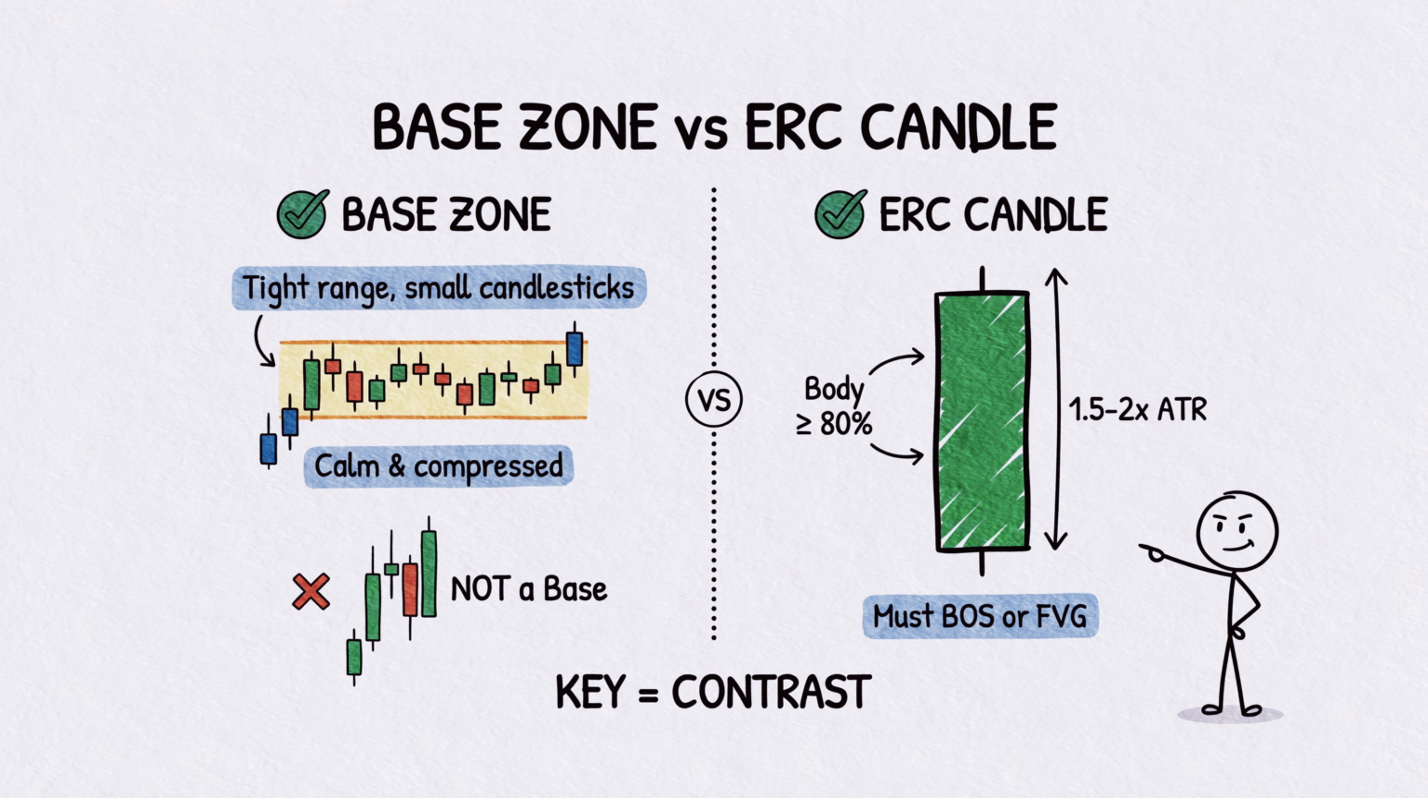In other words, the ERC must be significantly larger than normal, and it must break structure, meaning it closes beyond the nearest significant high or low, confirming that control has changed hands, or leave behind an FVG. Now you understand how a base forms. But there are 4 different ways a base appears on the chart, and each one carries a completely different meaning.